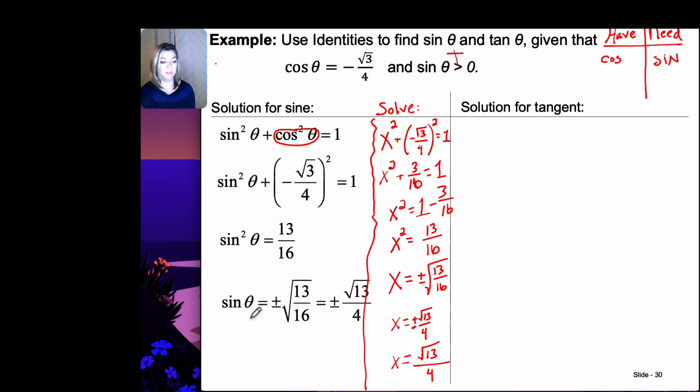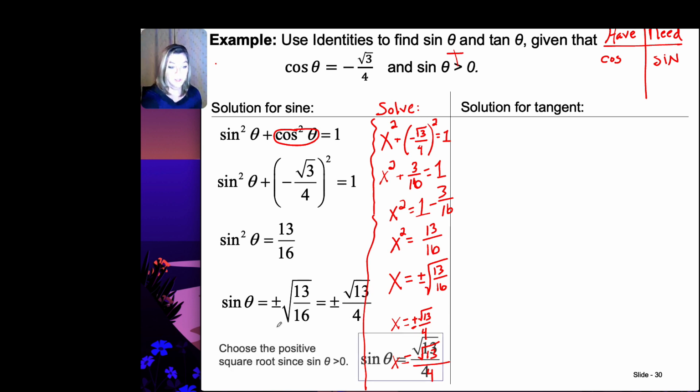The sine of theta is equal to plus or minus the square root of radical 13 over 4. And finally, we would choose the positive square root, since sine of theta has to be greater than 0. And we have our answer of sine theta equals positive radical 13 over 4.